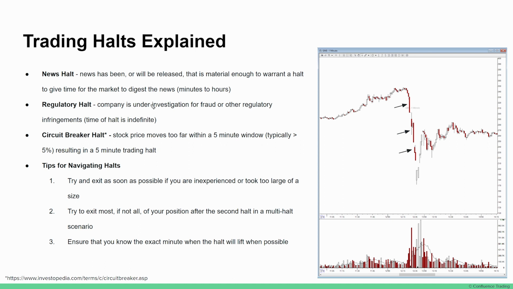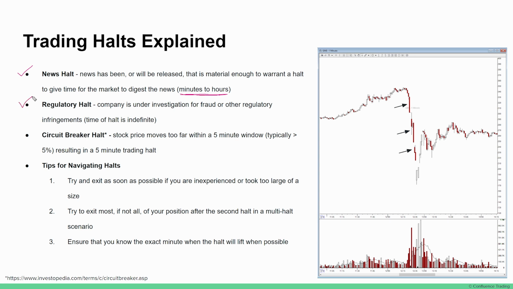efficiently in the future. There are a couple different types of trading halts that you will encounter as a trader. The first are news halts. News halts are ones where there's some kind of material that is going to come out about a stock that is material enough to warrant halting the market entirely to give everybody time to digest the news before trading resumes. These are typically anywhere from a few minutes to a few hours, and you don't know for sure how much time is going to be taken up until essentially they let you know when the market's going to reopen.